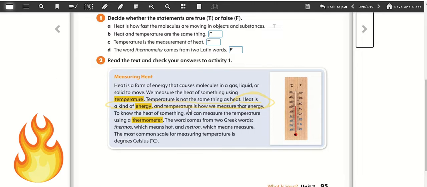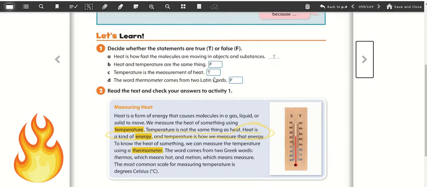So you need to have this clear on your mind. Heat is the type of energy and temperature is how you measure that energy. That's why we have here that heat and temperature are the same thing. That is false because that's not the same thing. Heat is the energy, temperature is the measure. You need to remember that.